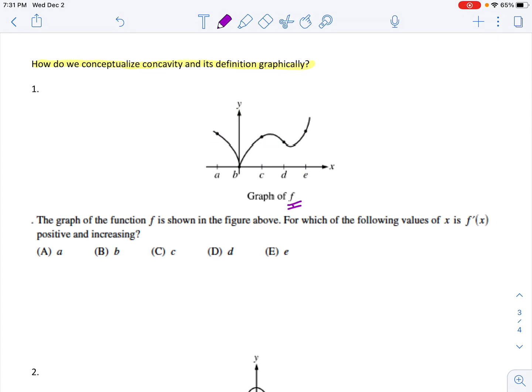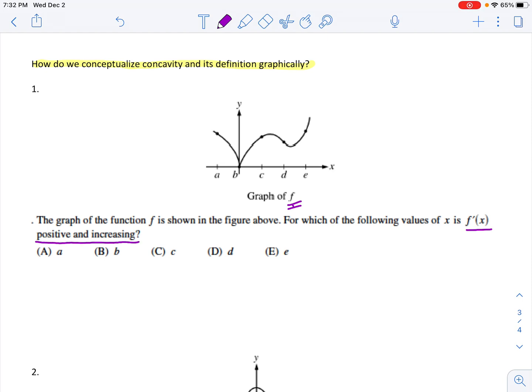So we are looking at a graph of f. It's always really important to ask, am I looking at f prime? Am I looking at f? Am I looking at f double prime? What kind of graph am I looking at? So this is just a regular graph of f. And the question asks us, a graph of f is shown in the figure above. For which of the following values of x is f prime positive and increasing?